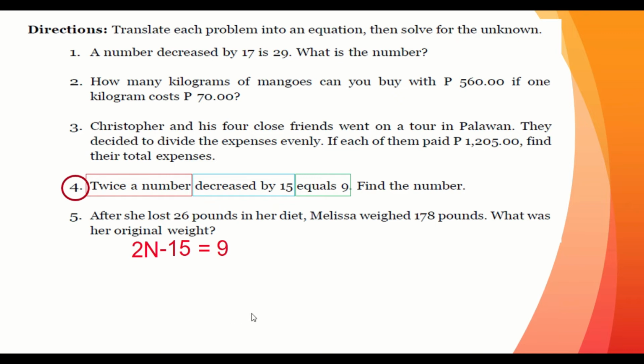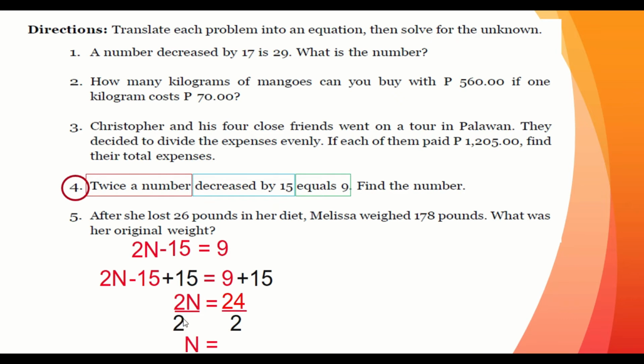So, equals 9. What we need to remove, we need to find out what 9 is. So, 2n minus 15 plus 15. We need to remove the 15 here, since it is minus, so we add. Equals 9. Of course, since you added 15 on one side, you will also add 15 here. So we have 2n equals 24. So we will remove the 2 from the n. Since this means multiplication, 2 times n, you will divide by 2. So 2 divided by 2, we have n equals 12. So the answer here is 12.